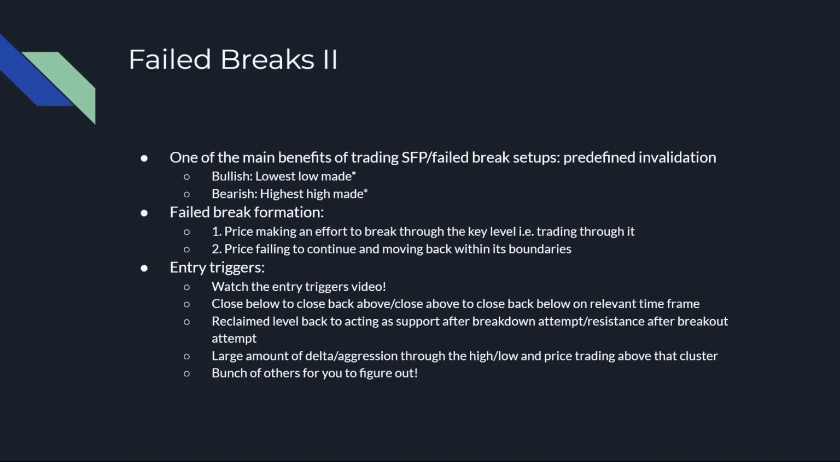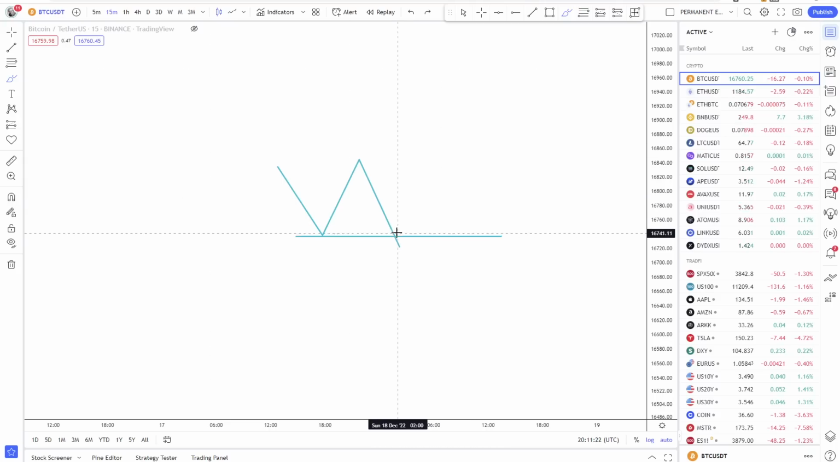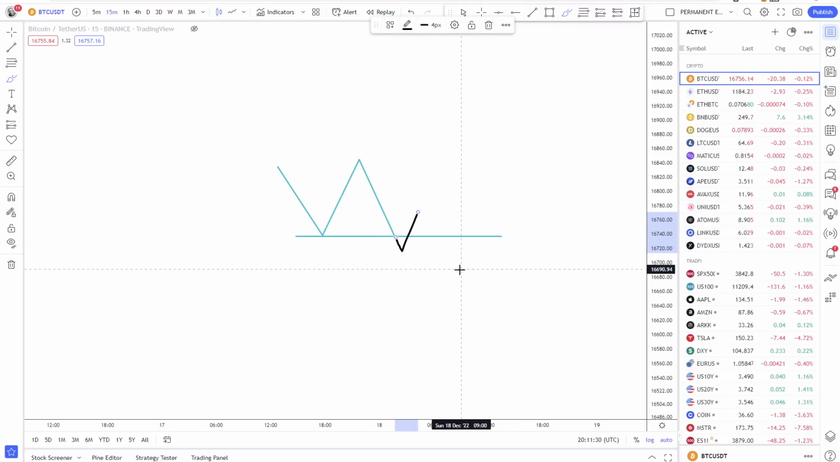Part 1 is price making an effort to break through the key level, i.e. trading through it or spending time above it. And part 2 is price failing to continue and therefore moving back within its boundaries. So again, if this is our level, if it's an SFP type of thing, that entire process is quick. It tries, nope, not having it. And that's what the trade idea looks like.